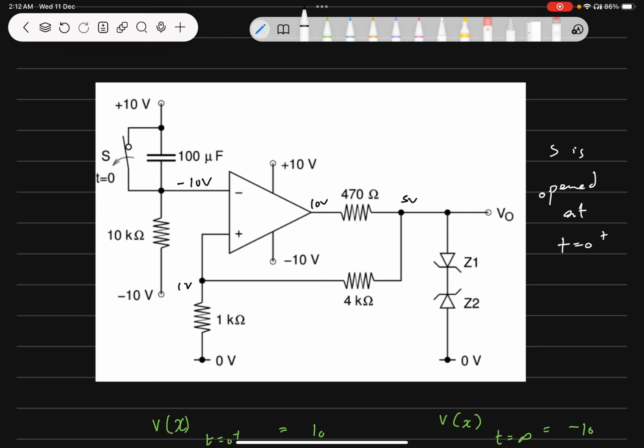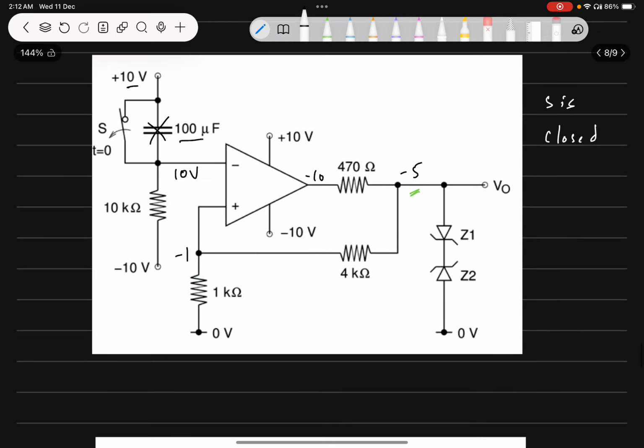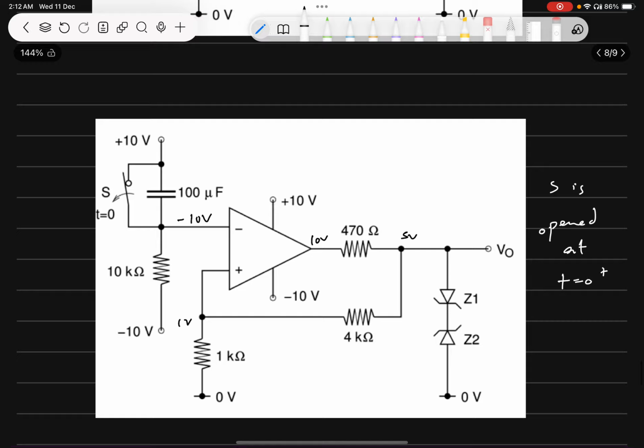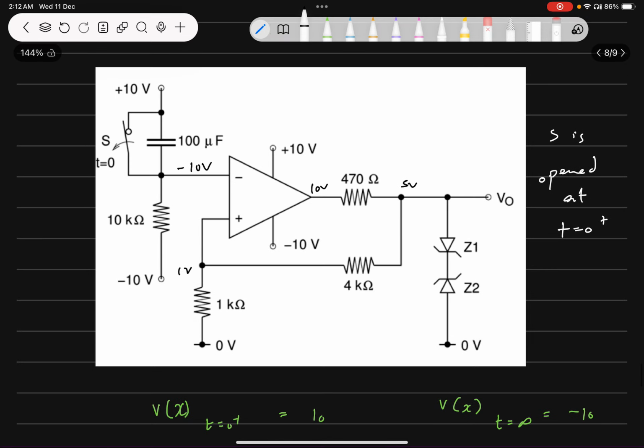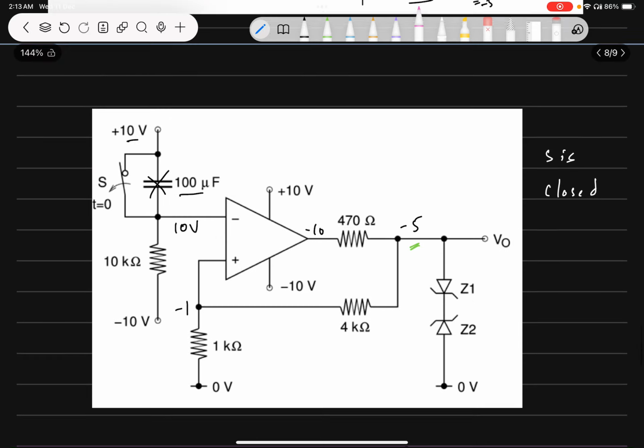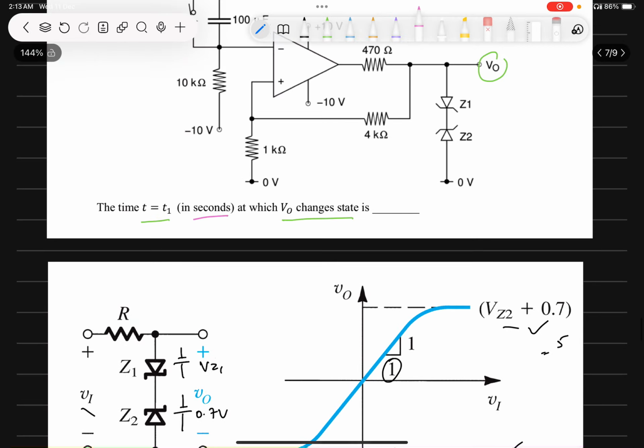Okay, so now we have this. So this potential is 1 here, but earlier it was minus 1. So this is the picture in the steady state. So in the steady state, VO has changed its state to 5 volts as you can see here. So they are asking what will be the time in seconds at which VO changes state.